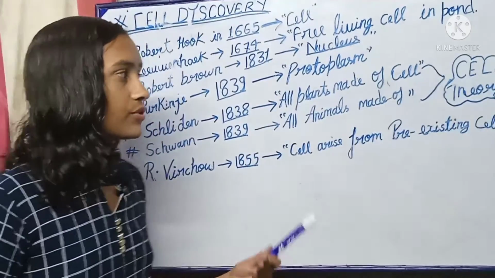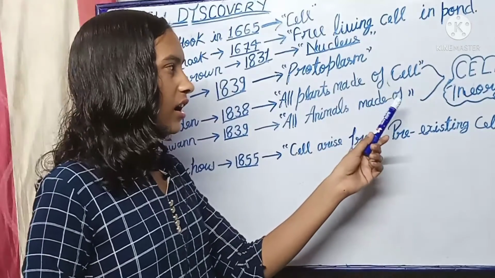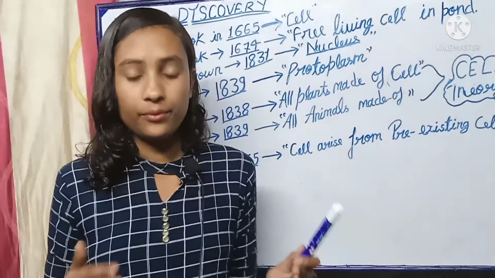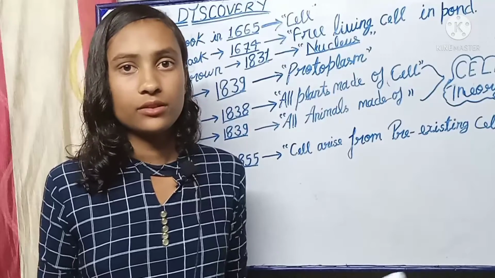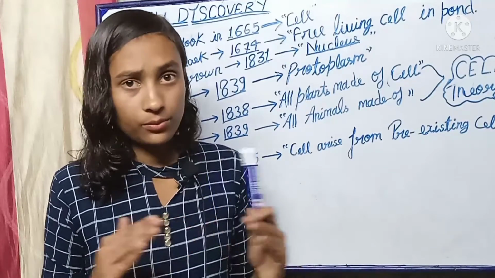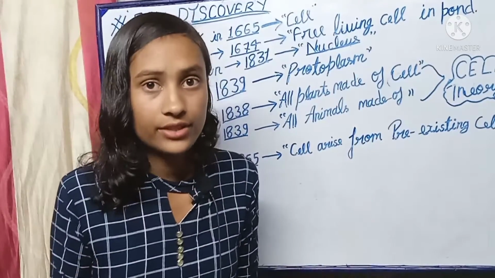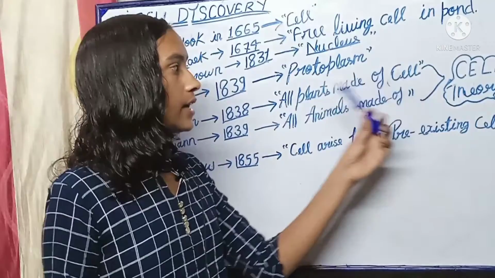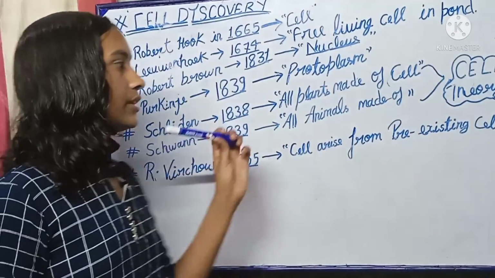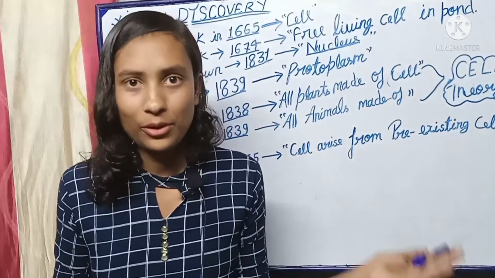By these observations all scientists concluded that all plants and animals are made up of cells. That means all living organisms are made up of cells. And from that observation the cell theory came from Schleiden and Schwann's observation. So that's all about this class.